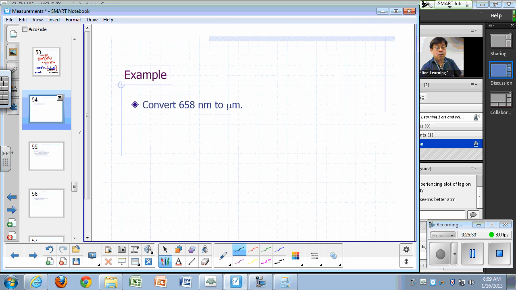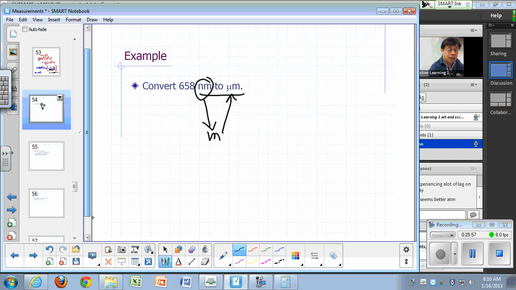Let's try this one. Convert nanometers to micrometers. Well, if you're going to look up the relationship between nanometers and micrometers, you might have a hard time finding it somewhere in the table. So a good strategy is to change these first to meters and then change your meters to micrometers. And so let's do that using algebraic substitution.